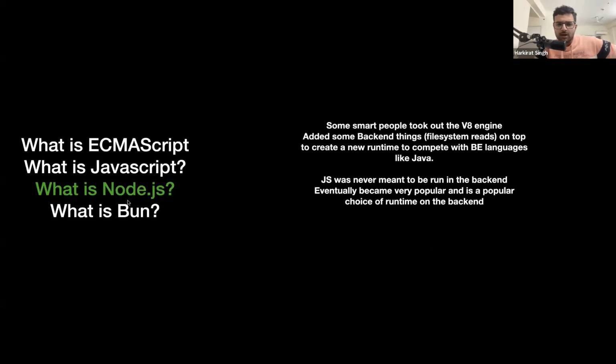What is this new thing called Bun that was introduced in the last 1 year? Is it the same thing? Is it different? What is it? It is a competitor. It is clearly saying whatever Node.js does, we will do better. We know Node.js took the V8 engine, added some fluff on top that lets people write JavaScript in the backend. We will do the same thing, but better.